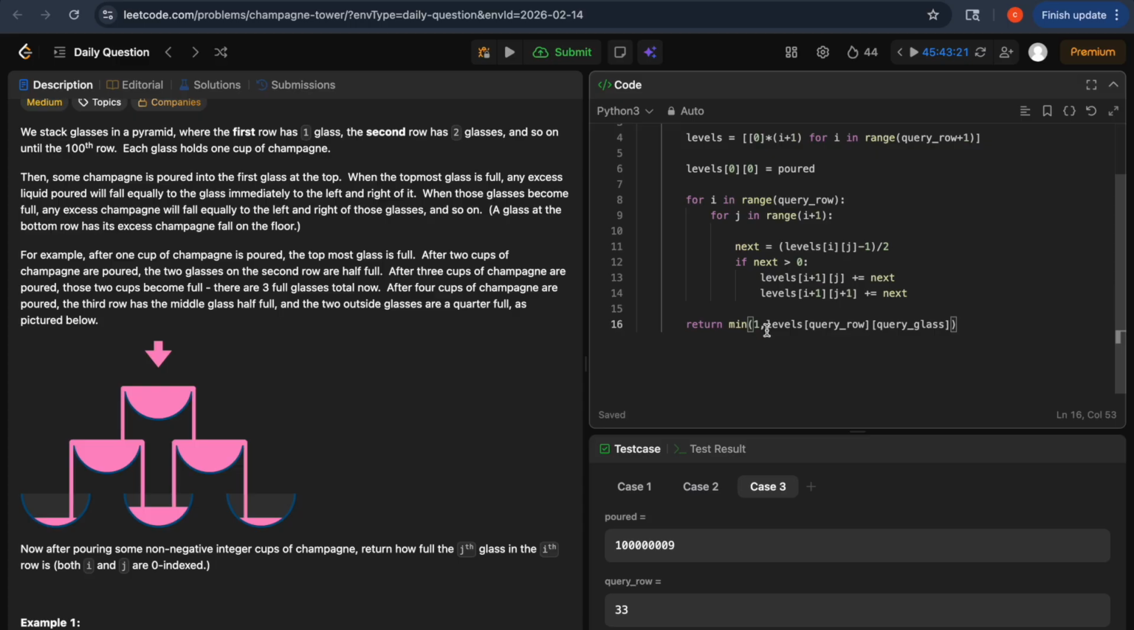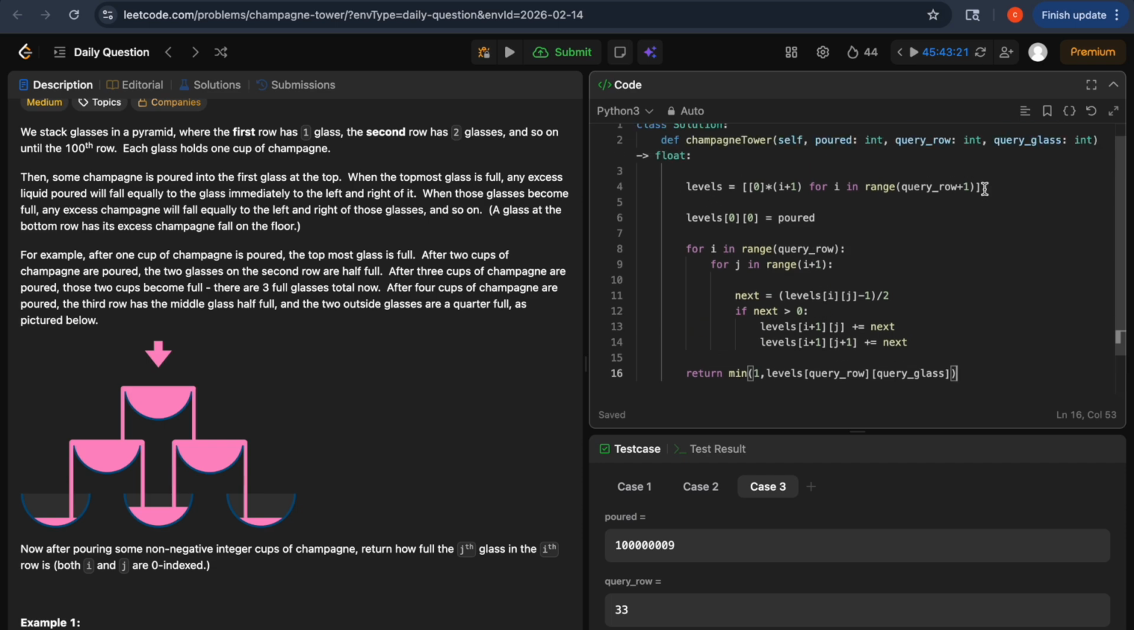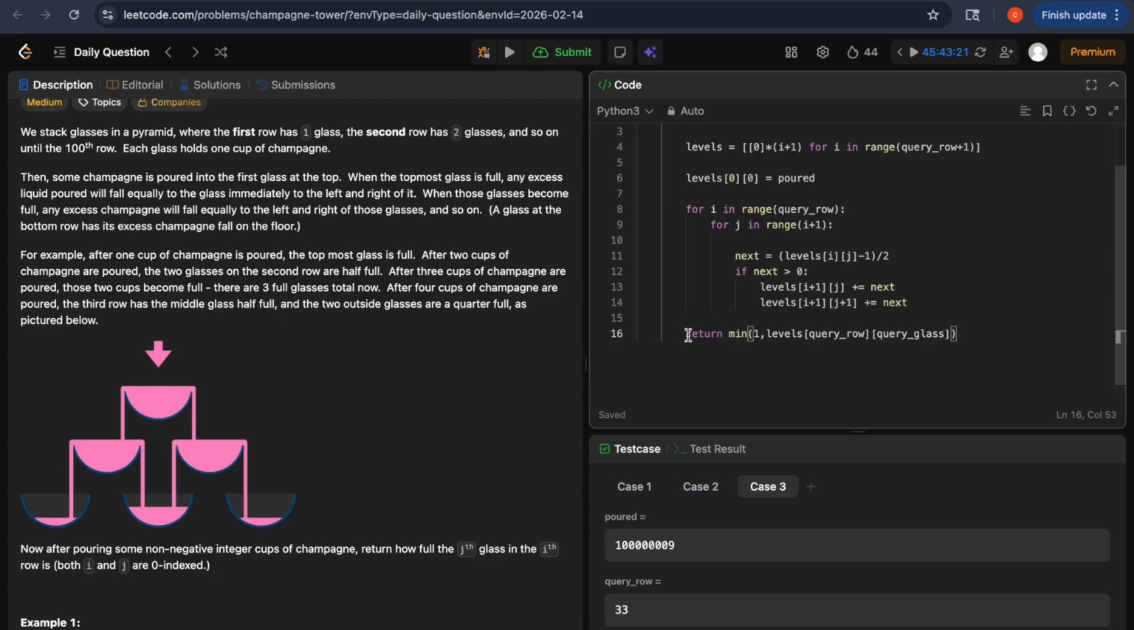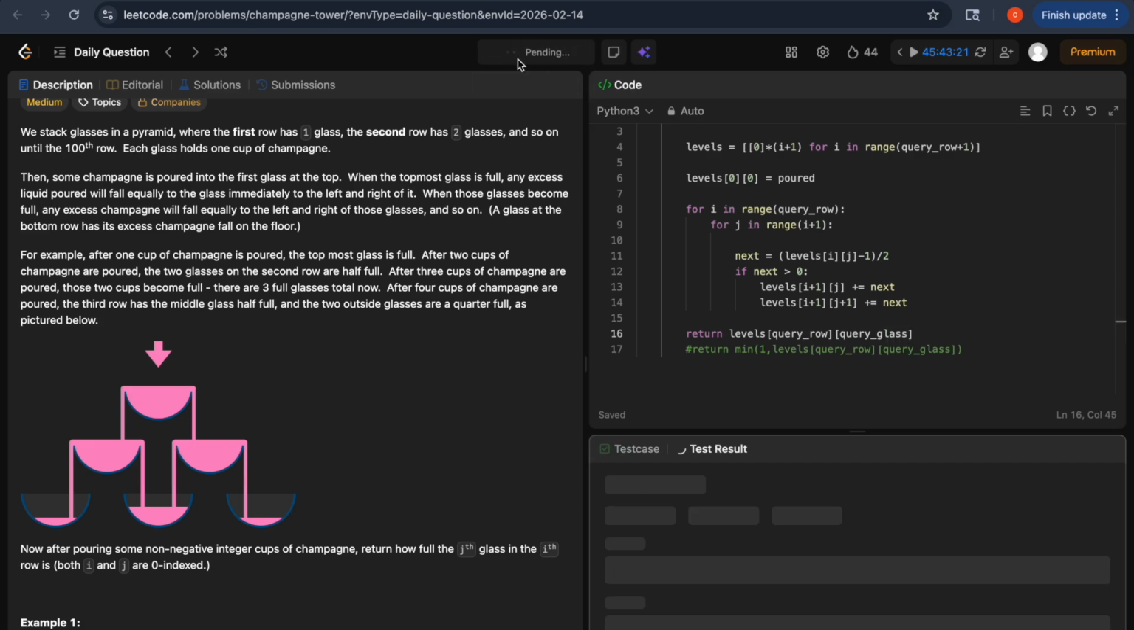I think it's better to run and show this, because if you go straight away and return this, it will have a value more than 1, because we are limiting the levels to be only till the query row, not exactly the 100th row, right? So it's because of that this will give that issue, and you will not pass every test case. So better return levels of query row and query class. So if we run this, we will definitely get some test case failures.